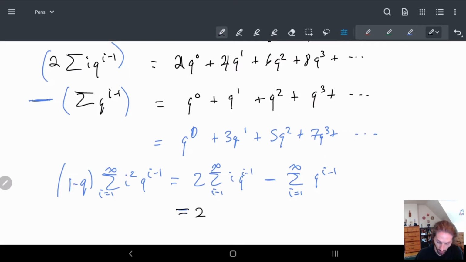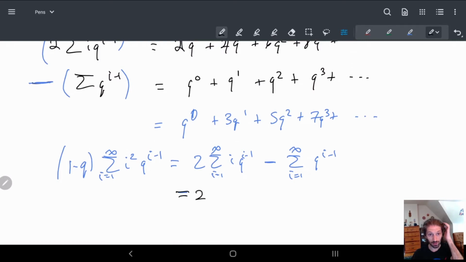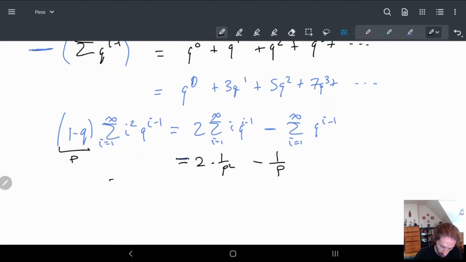So 2 sum i q to the i minus 1, this we saw is equal to 1 over p squared. On the right, we already know this one as well. We know this is equal to 1 minus 1 over p. And this part here, we know this is equal to p. So I can just divide everything by p. So our summation that we wanted to solve is 2 over p cubed minus 1 over p squared. Here I divided by p.